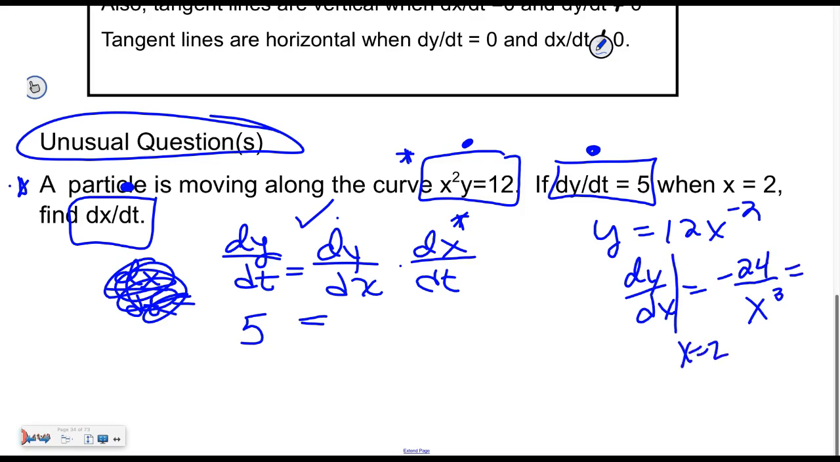What's my numerical value for that? Are you following me? Are you with me, Noah? You're with me. Negative 8. So let's go back over here. dy dt is 5. dy dx is negative 8. And I'm looking for dx dt. Sorry, I'm dividing by negative 8. So what's my answer? Negative 5/8. That's a twist, and I like it.